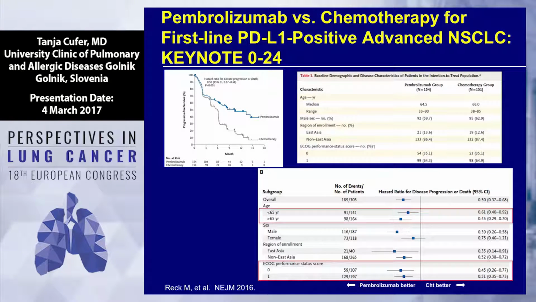Here is the pivotal trial in the first-line setting. Again, in this trial performed with upfront immunotherapy, namely Pembrolizumab versus platinum-based chemotherapy, the subset analysis revealed the same benefit for older patients as for younger patients. Again, 65 is the border. So, based on this data, I am sure that we can be quite confident to treat also elderly, fit patients with immunotherapy. What about performance status?